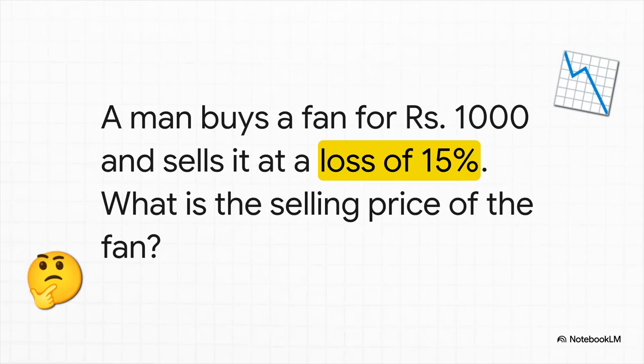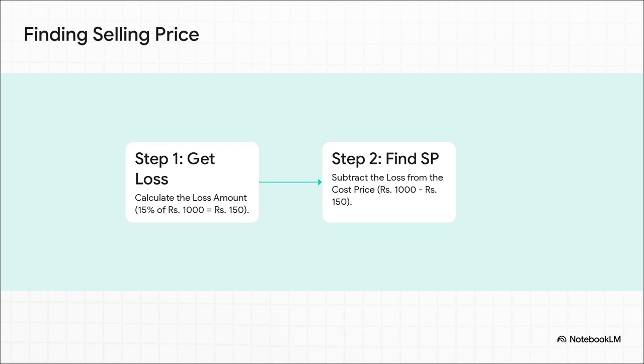Our shopkeeper bought a fan for 1,000 rupees. Ouch. But for whatever reason, they had to sell it at a 15% loss. The question is, what did it actually sell for? Let's walk through this. It's a two-step process, super straightforward. First, let's figure out the loss in actual money. What's 15% of that 1,000 rupee cost?